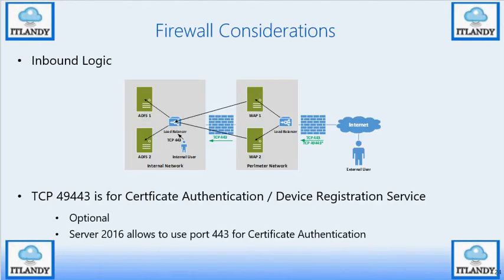So we mentioned earlier inbound logic, and we cover the outbound. For inbound logic, we have TCP 49443, which is for certificate authentication and device registration, optional. Otherwise, a 2016 server will allow 443 for certificate authentication. Again, this applies if you are utilizing these two features. If not, then 443 should take care of all that we need.